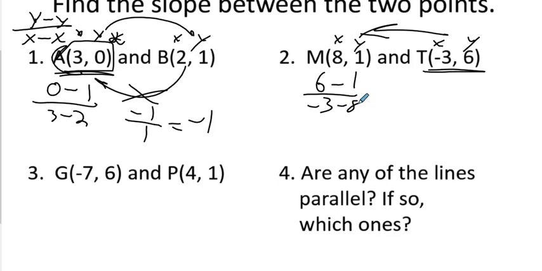Okay? And then I just do the math. 6 minus 1 is 5. Negative 3 minus 8 is negative 11. And that's my slope. Now, it doesn't matter where the negative is. If I would have gone the other direction and done 1 minus 6, I would have had negative 5 on top. And negative 8 minus 3, I would have had 11 on the bottom. It doesn't matter because a negative divided by a positive is the same as a positive divided by a negative. They're both negative slopes. It doesn't matter where you put the negative.